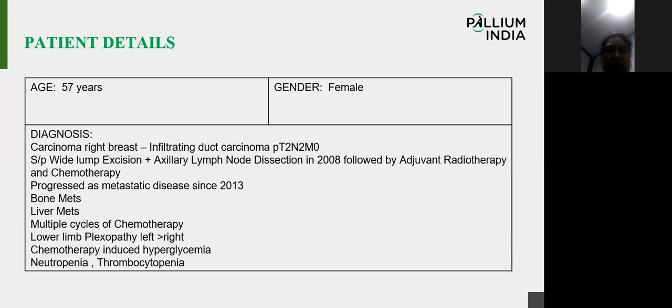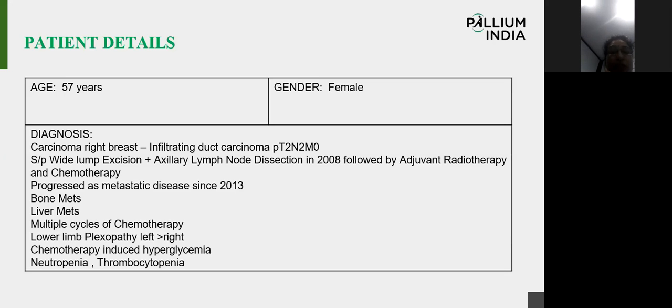a 57-year-old lady who was diagnosed with carcinoma of the right breast in 2008. This was found to be infiltrating ductal carcinoma, staging pT2N2M0. She had undergone wide lump excision and axillary lymph node dissection in 2008, followed by adjuvant radiotherapy and chemotherapy. But she was found to have progressive metastatic disease in 2013 with bone and liver mets.